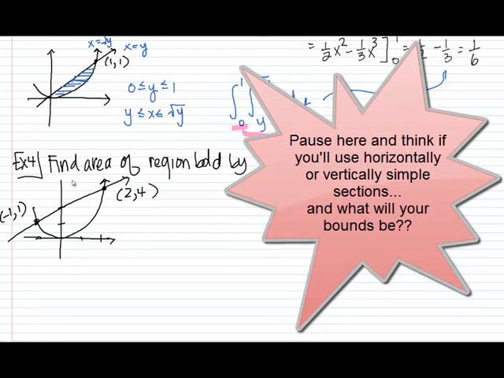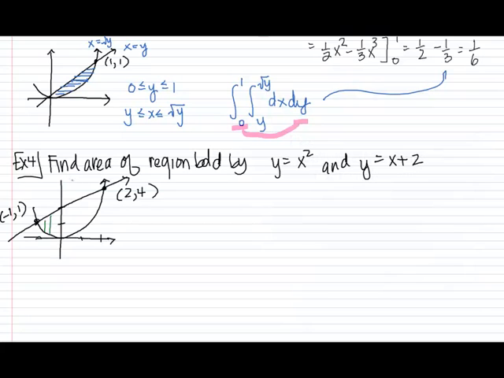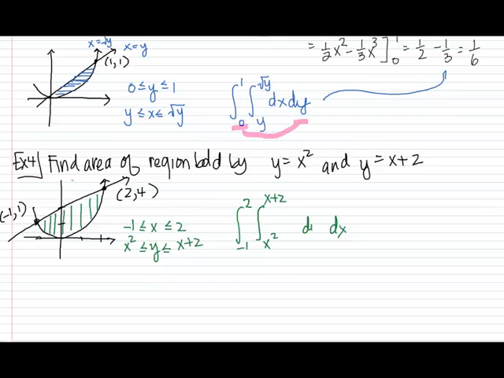See if you want to approach this with horizontally simple sections or vertically simple sections. In this case, your best bet is going to be vertically simple sections. So let's think about our bounds. These little sections are going to go from -1 to 2, and for our y values, what's on top of the rectangle and what's on the bottom of the rectangle? The parabola is on the bottom and the line is on the top. So we're going to have the integral from -1 to 2, and that's dx. Then on the inside of that, we're going to have the integral from x squared to x plus 2, and that's dy.